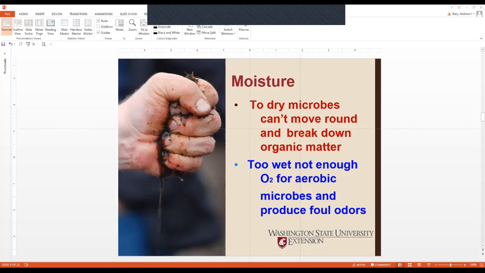This is an example of checking for moisture content. What you do is you grab a handful of your material and squeeze it, and if moisture runs out like this, you have too much moisture in it. What you only want to get is a few drops coming out the bottom when squeezing it. That would be the perfect amount of water for your compost pile.